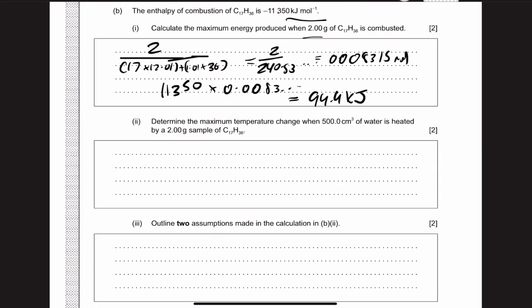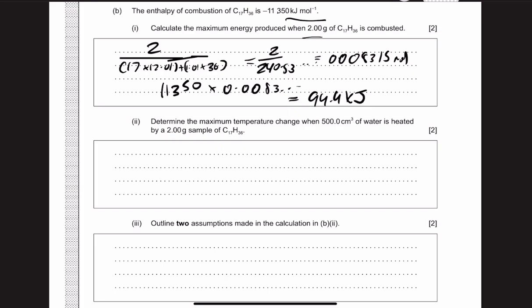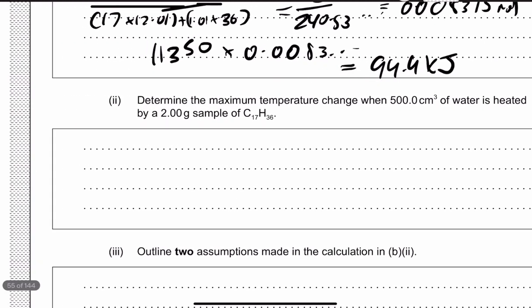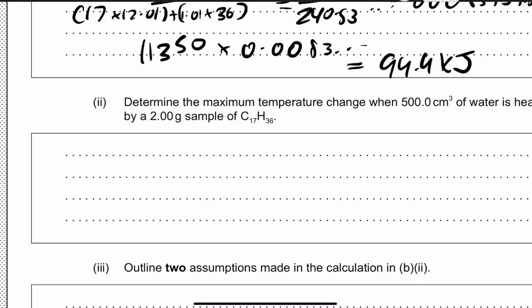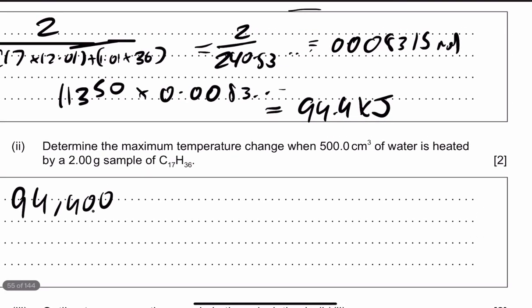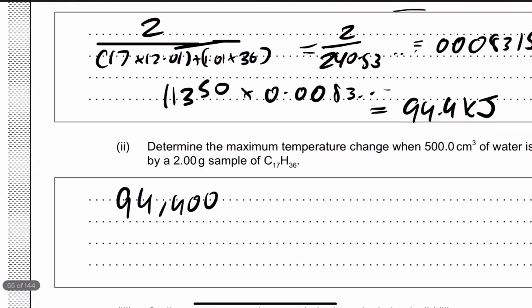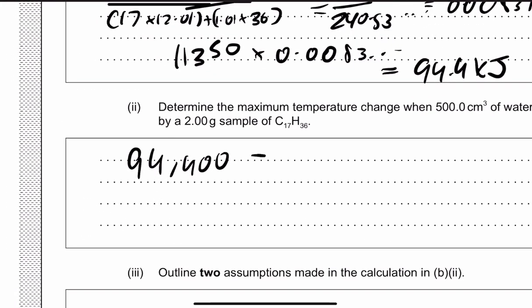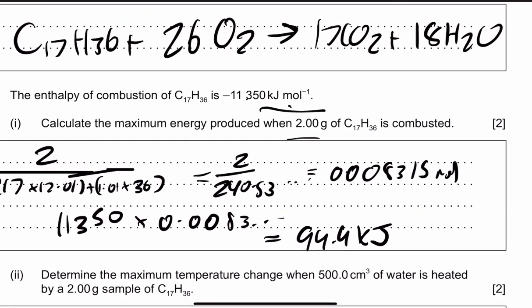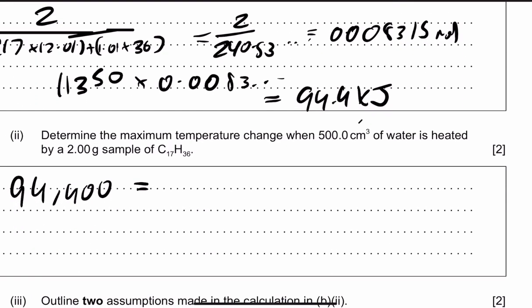Okay, determine the maximum temperature change when 500 cm cubed of water is heated by a 2 gram sample of C17H36. We have our energy here, 94.4 kilojoules, which is 94,400 joules. That's an energy now, remember, because the enthalpy was per mole, but this is our energy now.